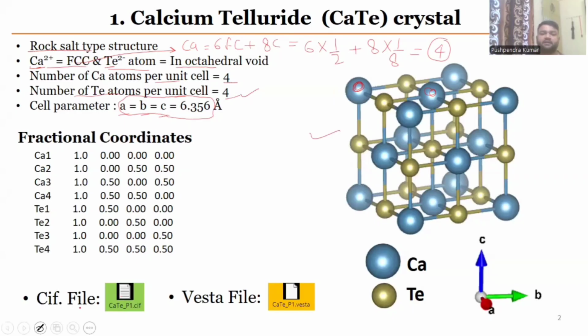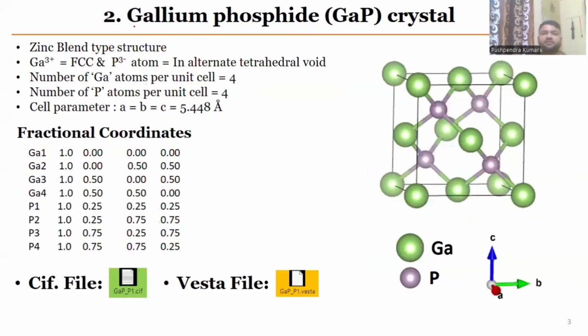And this is the CIF file corresponding to these crystal structures, and this is the Vesta file that we have generated from the software. So let's move on to the next type of crystal. The second one is the gallium phosphide crystal.